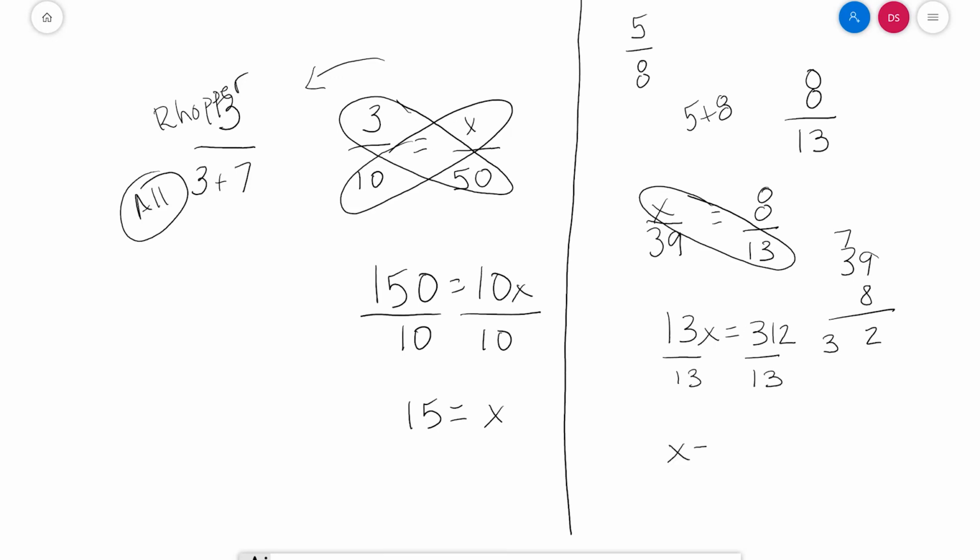And x will equal, this would go 2 times, and 13 goes into 52, I believe, 4 times. Yes. All right, so there should be 24 girls in a class of 39.